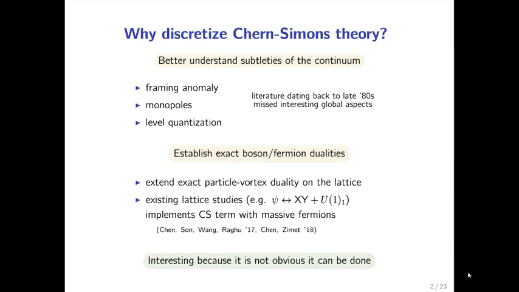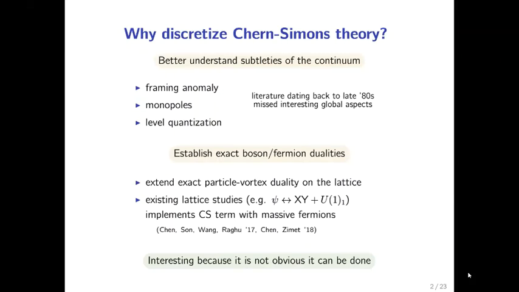There is some literature on lattice Chern-Simons theory, which dates back to around 1989. But most of this literature sort of missed very interesting global aspects of the theory. Okay. And in terms of more motivation, one might hope that a fully regularized definition of Chern-Simons theory could be useful in establishing exact boson-fermion dualities on the lattice.